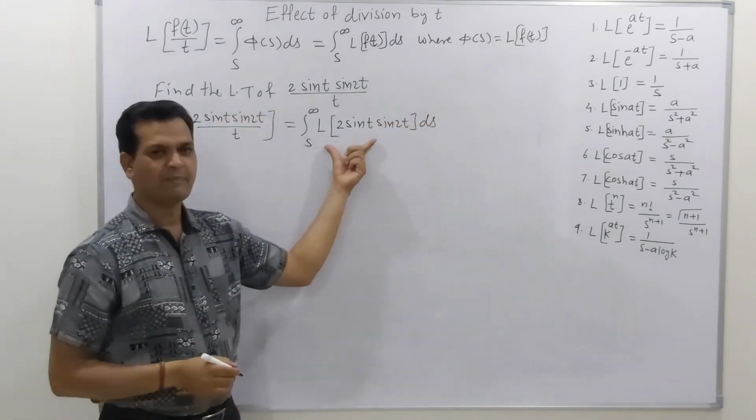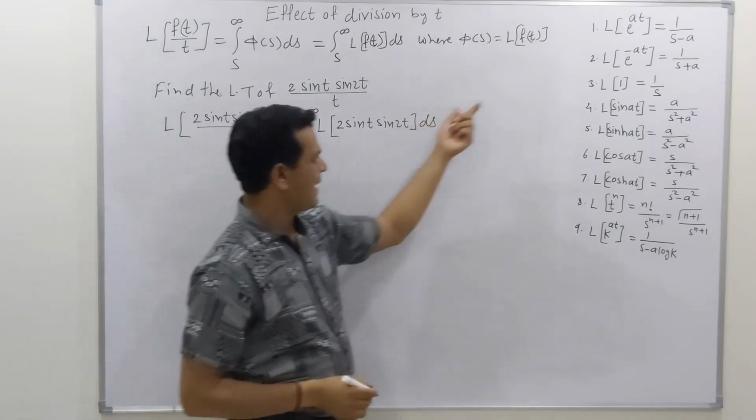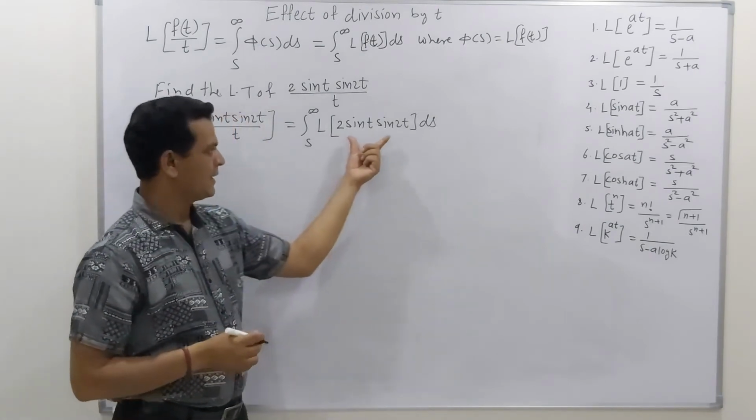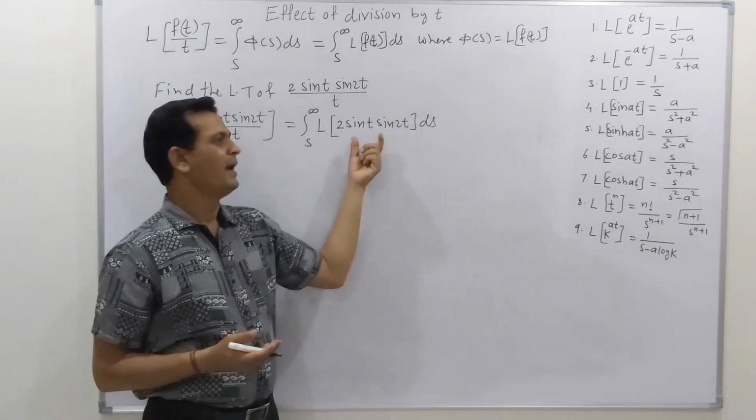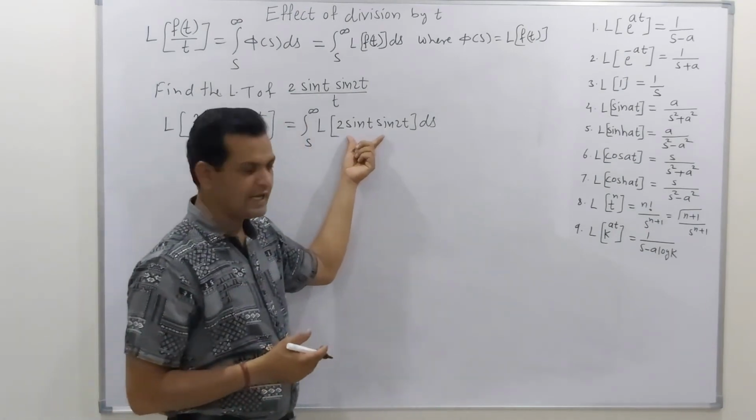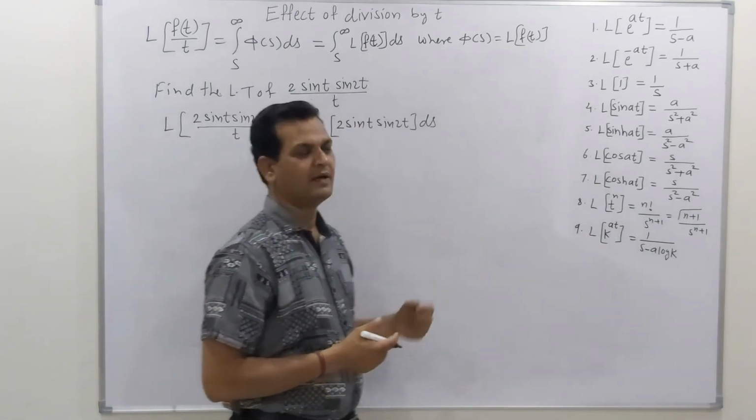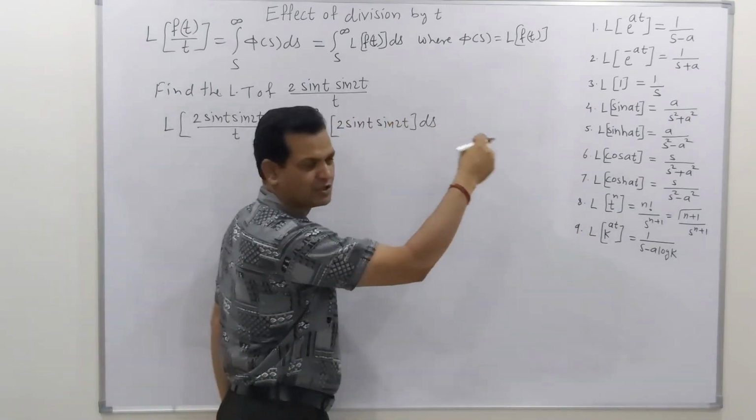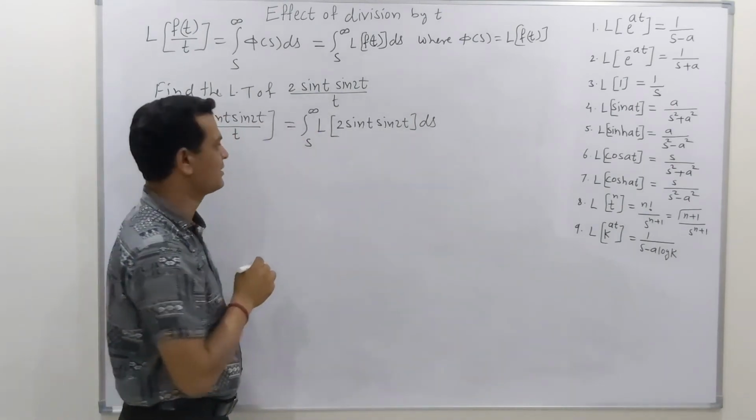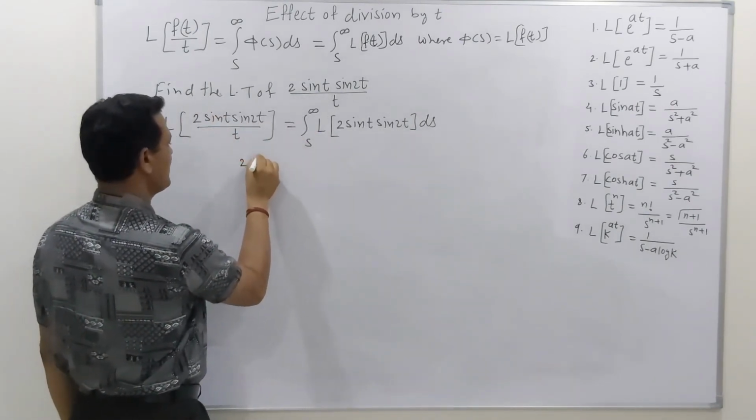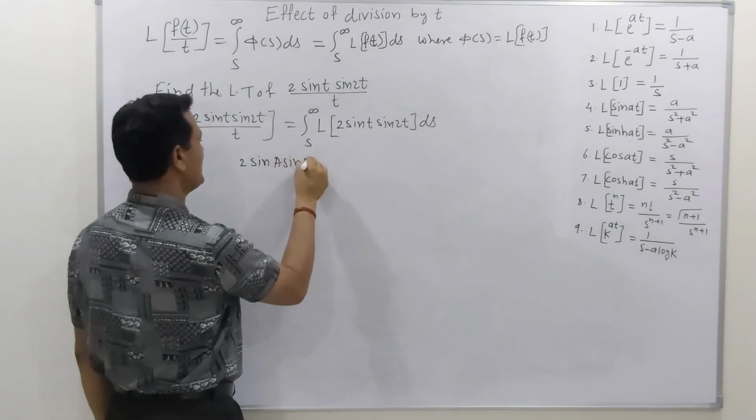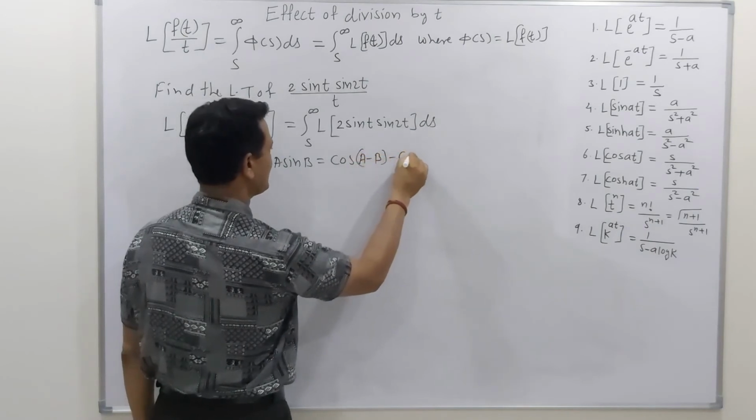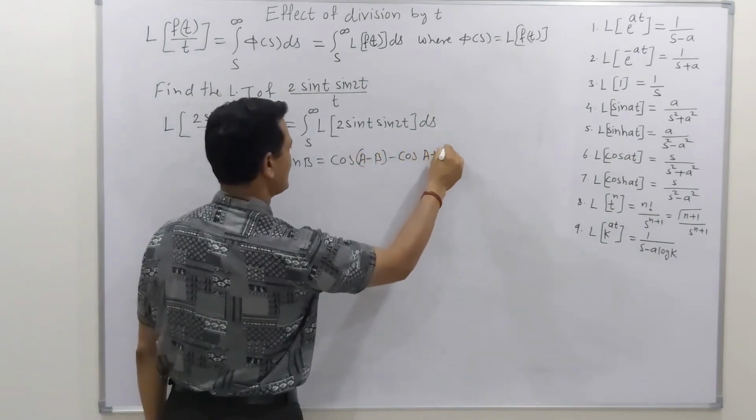But to find the Laplace transformation of this function, we cannot apply these 9 standard results. So we have to apply some trigonometric formula and convert this product of 2 sine terms into a single function so that we can apply the standard result. We know the result 2 times sine A sine B is equal to cos of A minus B minus cos of A plus B.